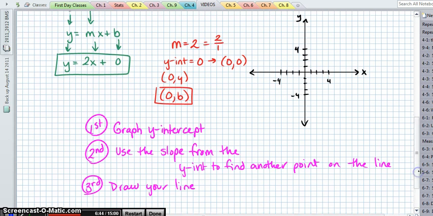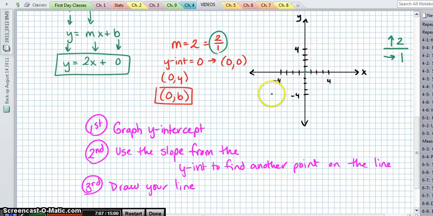So, how does that work here? Well, (0, 0). Okay, I know my origin is right there. So I'm going to use a slope of 2 over 1. Now remember, 2 represents the vertical change, 1 represents the horizontal change. Since these are both positive, we are going to be moving in positive directions. So we're going to move up 2 and over 1.